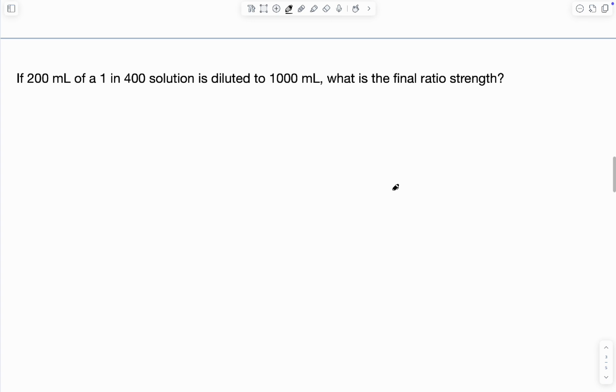Then I've got another question, and this one's to do with ratio strength. So same principle, but we're just dealing with ratio strength. If 200 mL of a 1 in 400 solution is diluted to 1,000 mL, what is the final ratio strength? We could use C1V1, but it's a bit tricky because we haven't got much information. So what I would do is, we've actually been told what we're diluting the solution by.